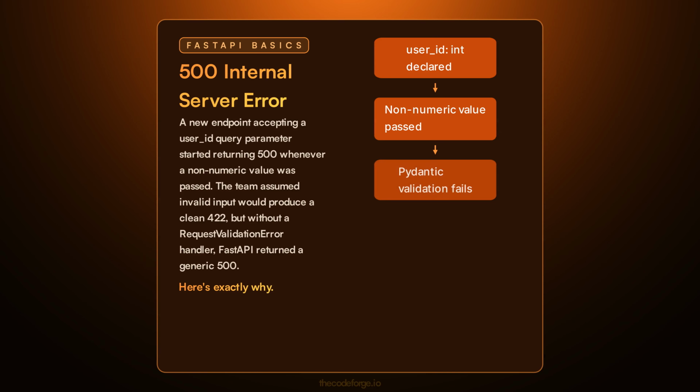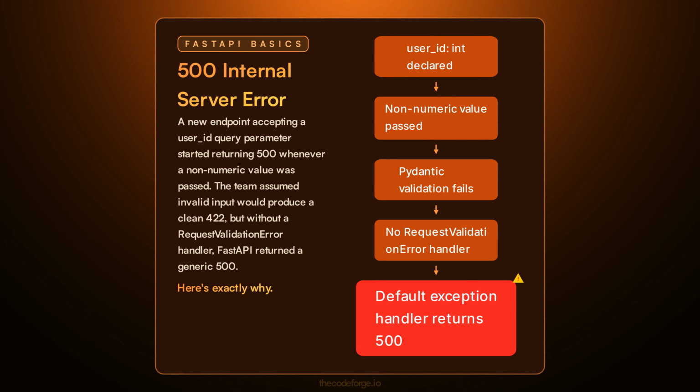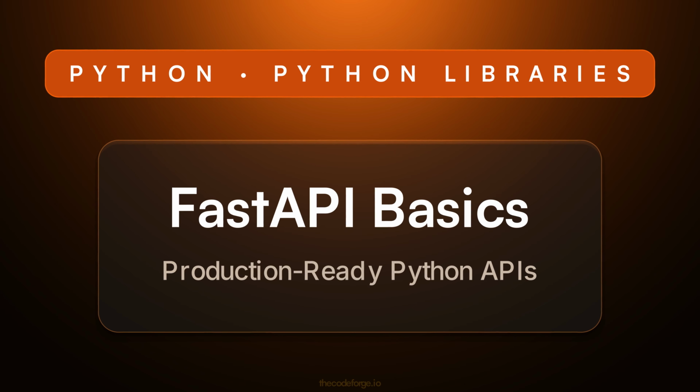A new endpoint returns 500 on invalid input, and your frontend shows a generic error toast. The root cause: no validation exception handler, so FastAPI treats it as an unhandled exception. Let's break down FastAPI basics, how it works, and the exact mistake behind that failure.